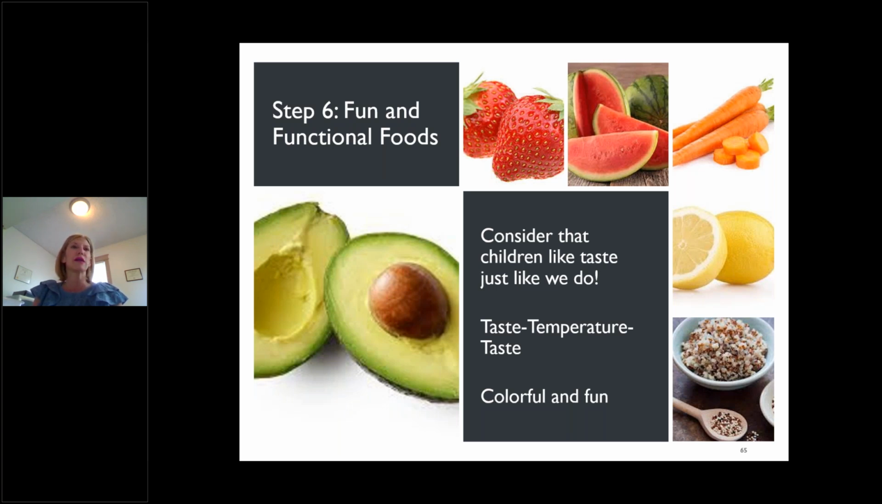Babies love avocado, especially if you have some lemon or lime juice to give it that acidic quality. Bright foods like watermelon, strawberry, carrots, exploring sweet versus spicy versus salty versus sour, and using citrus fruits and things like soy sauce or seasoned salt, like an all-natural seasoned salt.